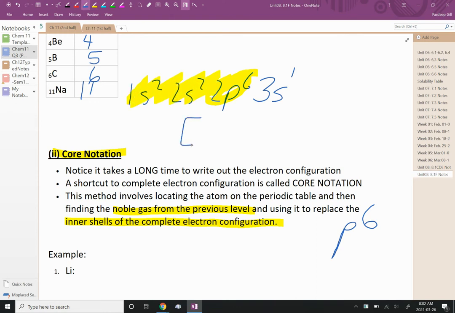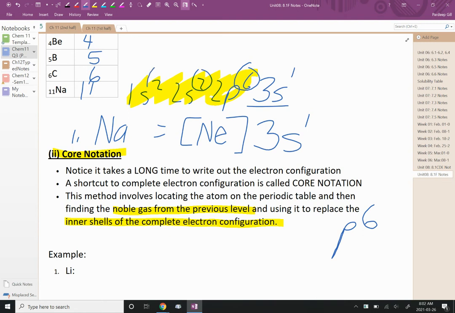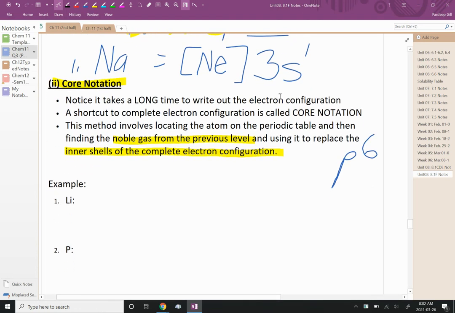So what we're going to do is put that in square brackets and then have the overflow electrons written out like that. And this, therefore, is the core notation for sodium. So neon has up to 10 electrons, 6 plus 2 and 2. That's 10. And then we have that one extra electron to make up sodium. So that would be our answer for this one here.